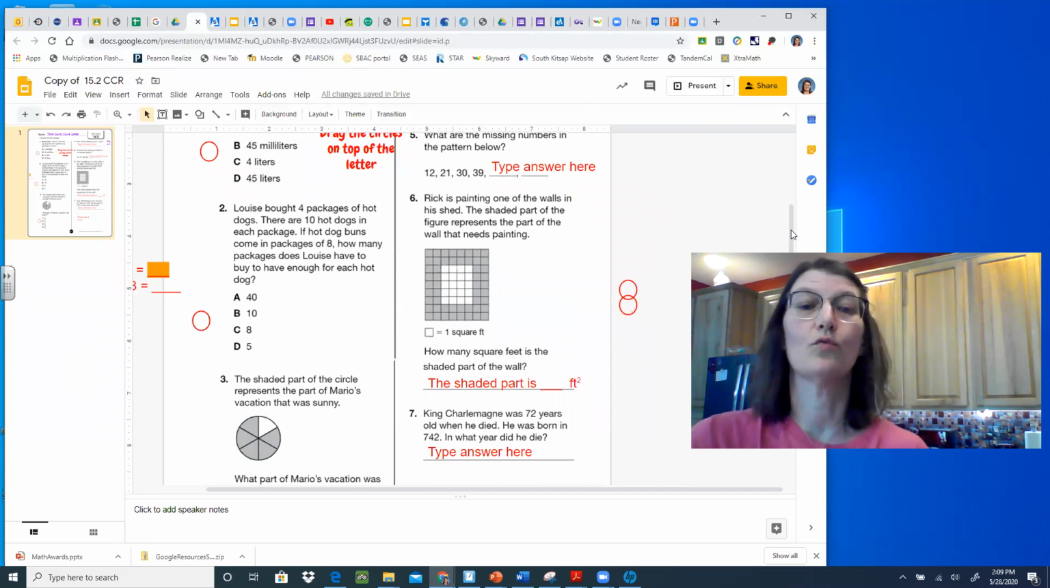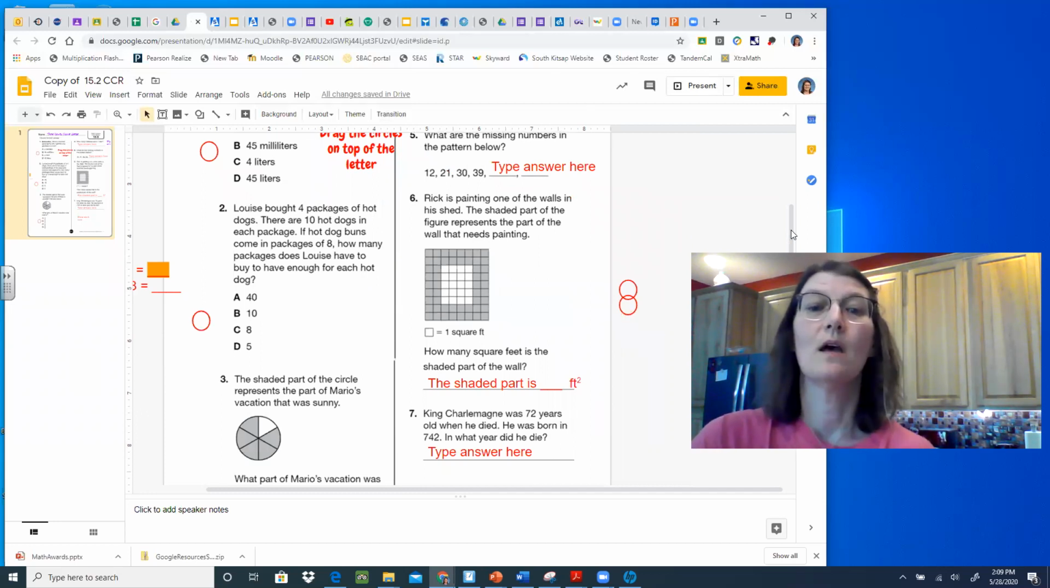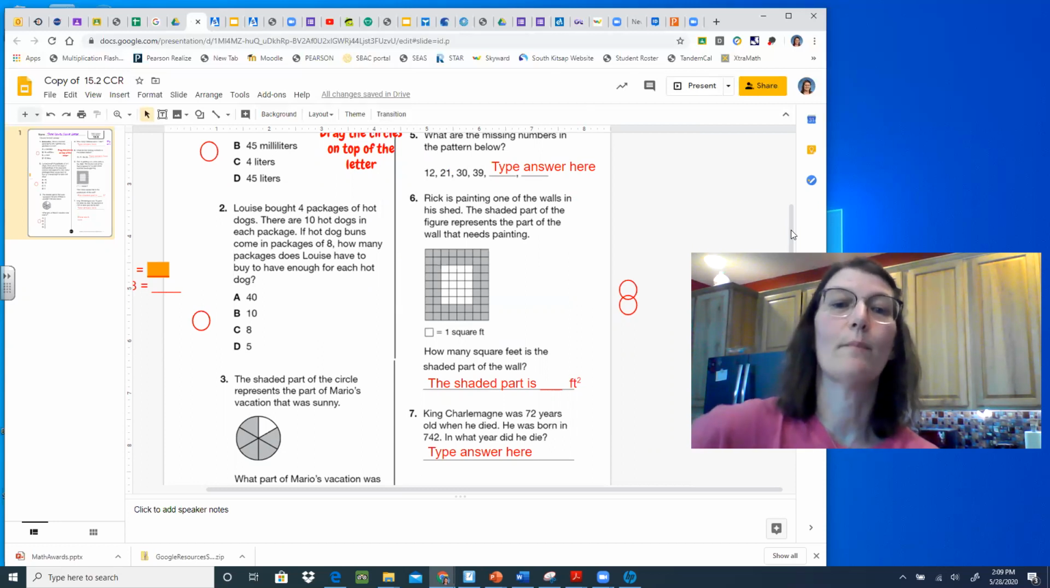Okay, number 6. Rick is painting one of the walls in his shed. The shaded part of the figure represents the part of the wall that needs painting.